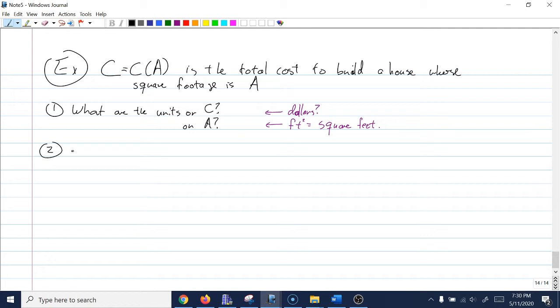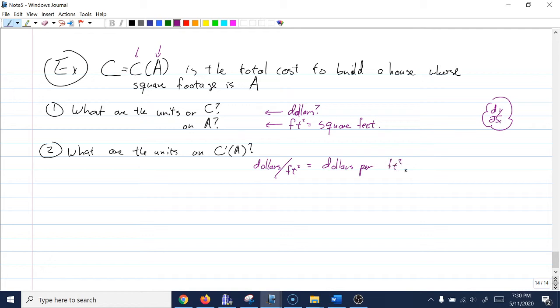2. What are the units on C prime of A? This is a derivative. Derivatives are always in y units over x units. I can remember that because it's dy dx. The y's are on top. What's our y thing here? Our y thing is C and our x thing is A. So this should be dollars over square feet. That's dollars per square foot. Cool.